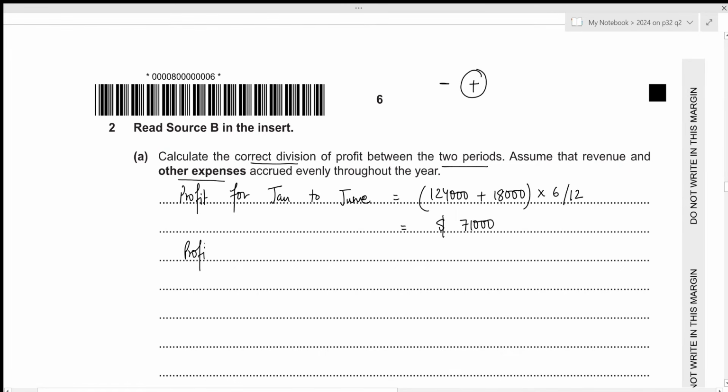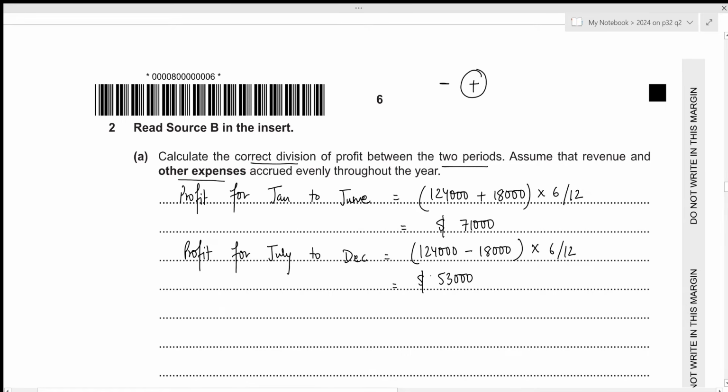Now for profit for July to December, that will be 124,000. But in this case, now we need to subtract the entire 18,000 from this profit. So we subtract the 18,000 here and then multiply it by again 6 out of 12, which results in the value of 53,000.